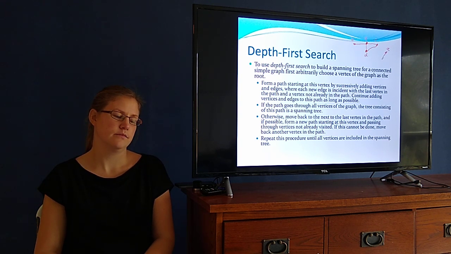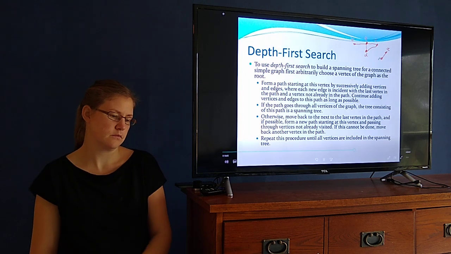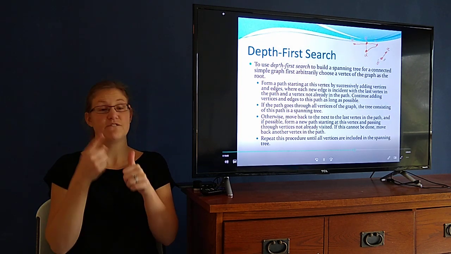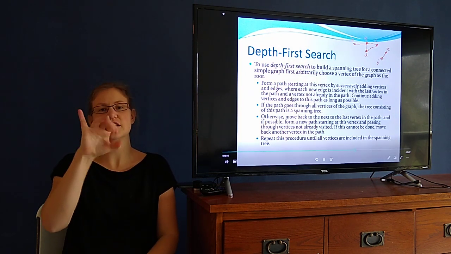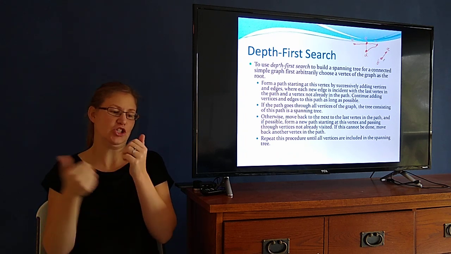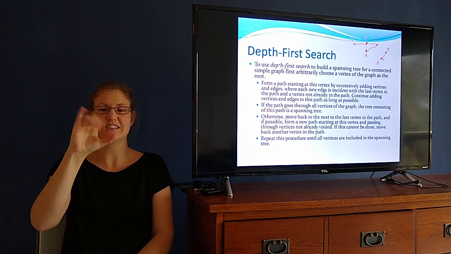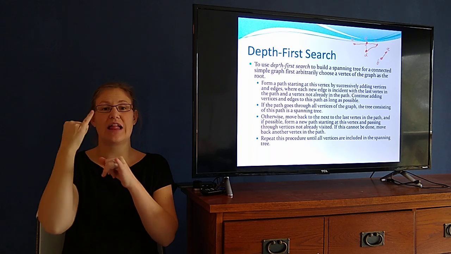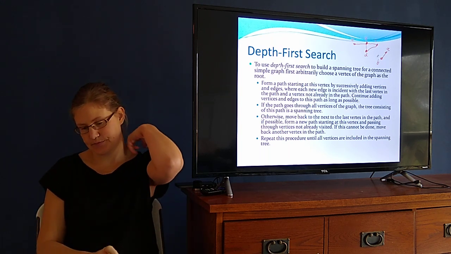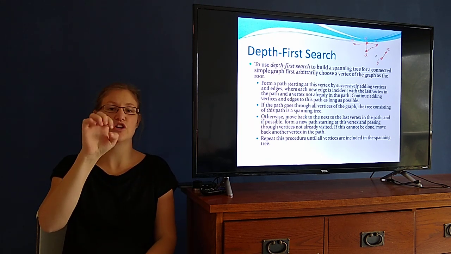A is connected to B. This is the first path. Adding vertices and edges, where each new edge is incident with the last vertex. So B is incident with the last vertex in the path, and a vertex not already in the path.